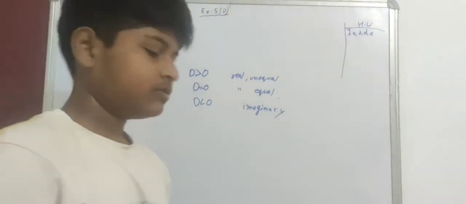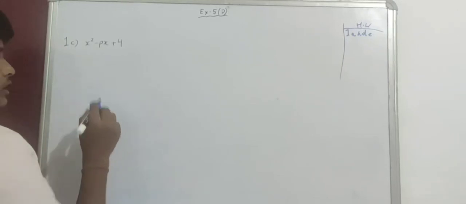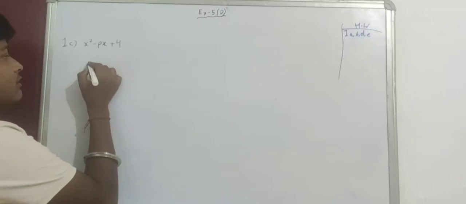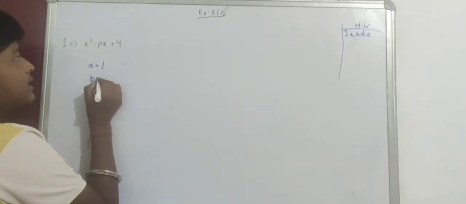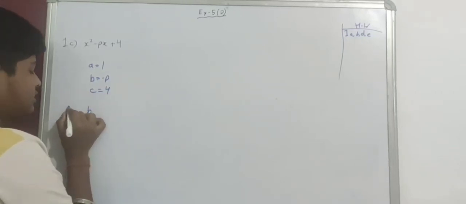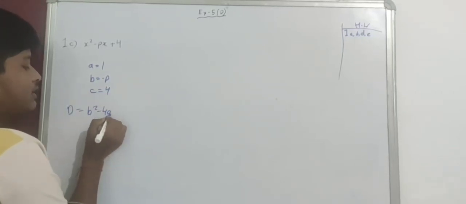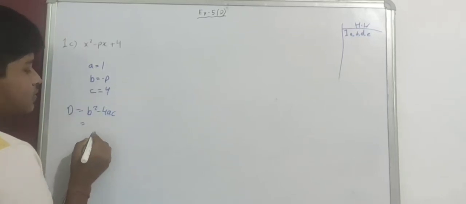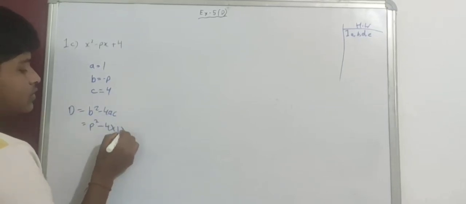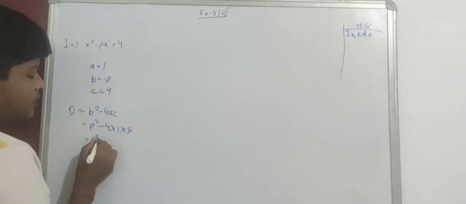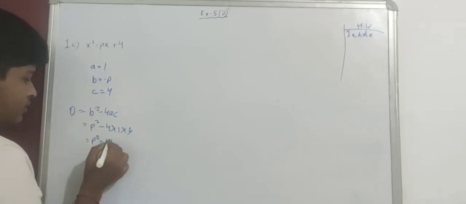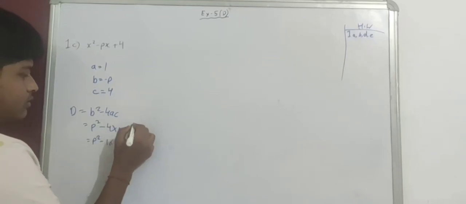So now let's solve this question. In this exercise we have to compare with ax square plus bx plus c and find the value of a as 1, b as minus p and c as 4. Now the discriminant is equal to b square minus 4ac. B square is minus p square, that is p square only, minus 4 into 1 into 4, is equal to p square minus 16. It can be written as is equal to 0.